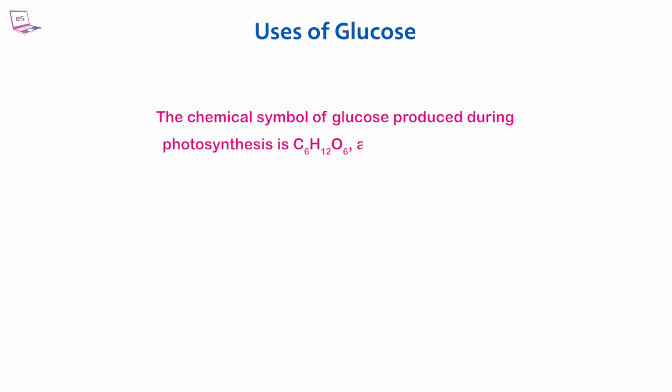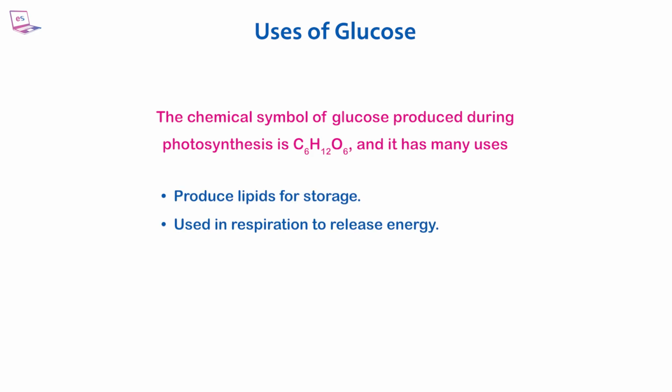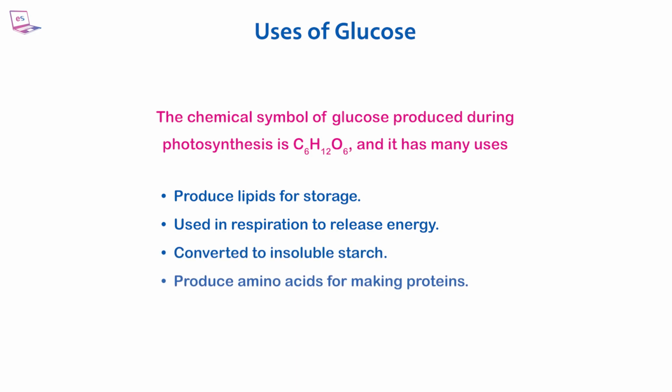Uses of glucose. The chemical symbol of glucose produced during photosynthesis is C6H12O6, and it has many uses. Produce lipids for storage. Used in respiration to release energy. Converted to insoluble starch. Produce amino acids for making proteins. Produce cellulose to make the cell wall strong.